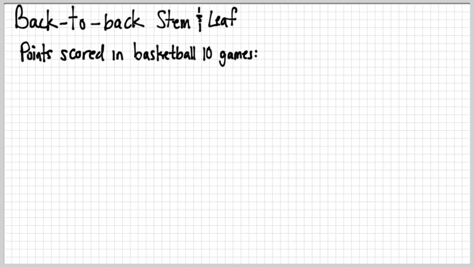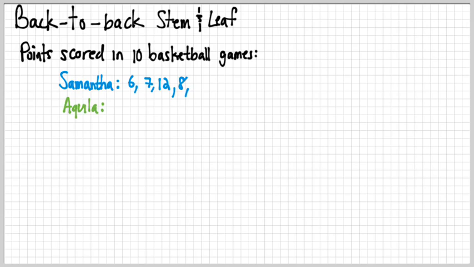This time we'll be given numbers that are points scored in 10 basketball games. I'm going to swap that. 10 basketball games. There we go, that looks better. Okay, back-to-back stem and leaf plots. We're going to have two players here, Samantha and Akila. Let's say over the course of 10 basketball games, we recorded how many points they scored.